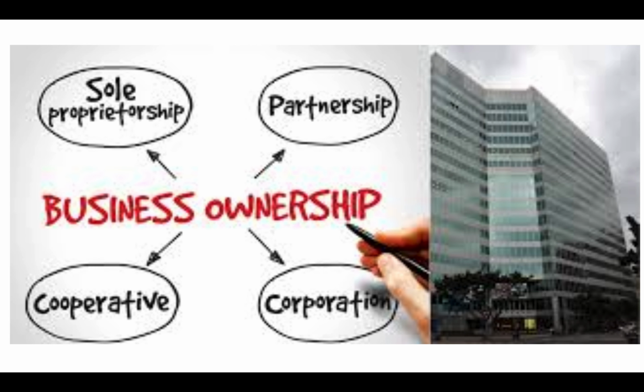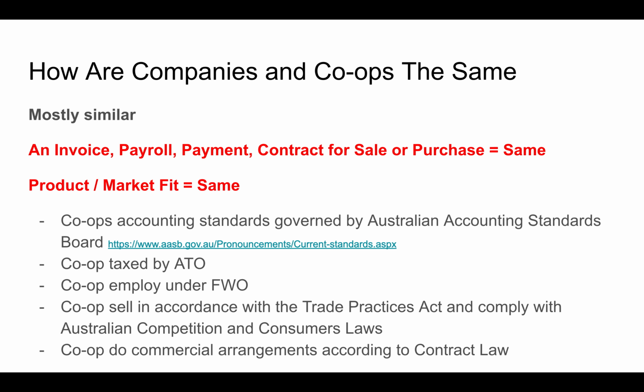So when you're talking about small businesses, ones you do on your own, you're really talking about partnerships or sole traders. When you're talking about involving many people, like a community, you're really talking about either a corporation or a cooperative, and they're very similar. Each of them needs to raise invoices, pay payroll, make payments, get customers and employ staff legally. What changes though are a few fundamental differences between a co-op and a corporation.